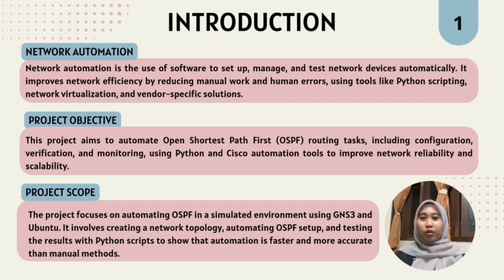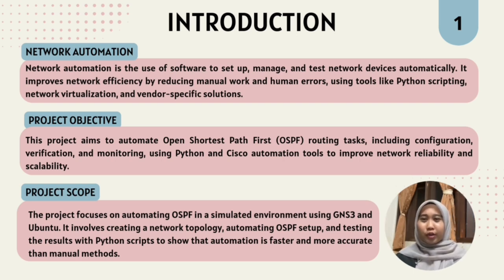Our group uses OSPF as network automation. Network automation is the use of software to set up, manage and test network devices automatically. It improves network efficiency by reducing manual work and human error using tools like Python scripting, network virtualization, and vendor-specific solutions. This project aims to automate Open Shortest Path First routing tasks, including configuration, verification, and monitoring, using Python and Cisco automation tools to improve network reliability and scalability.